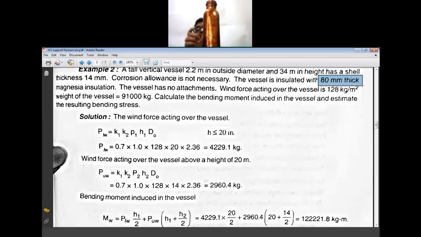So the vessel has a shell thickness of 14 millimeter. This is the outside diameter that is mentioned as 2.2 meters, and the insulation thickness, shell thickness that is mentioned as 14 millimeter. Then the corrosion allowance is not necessary. The vessel is insulated with an 80 millimeter thickness. So what to do with this 80 millimeter thickness?